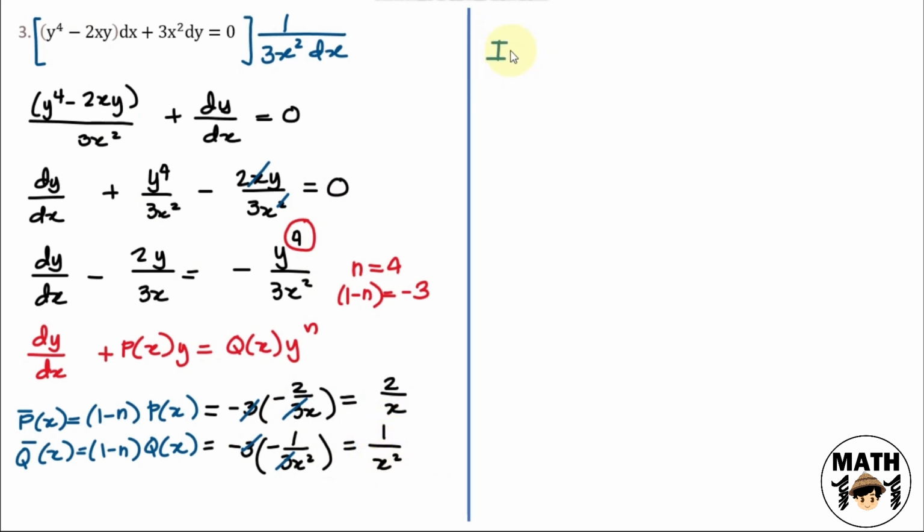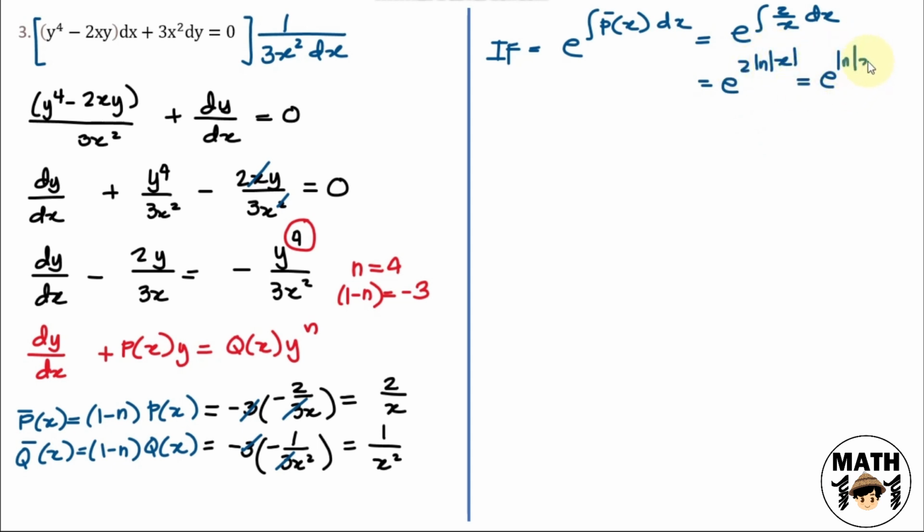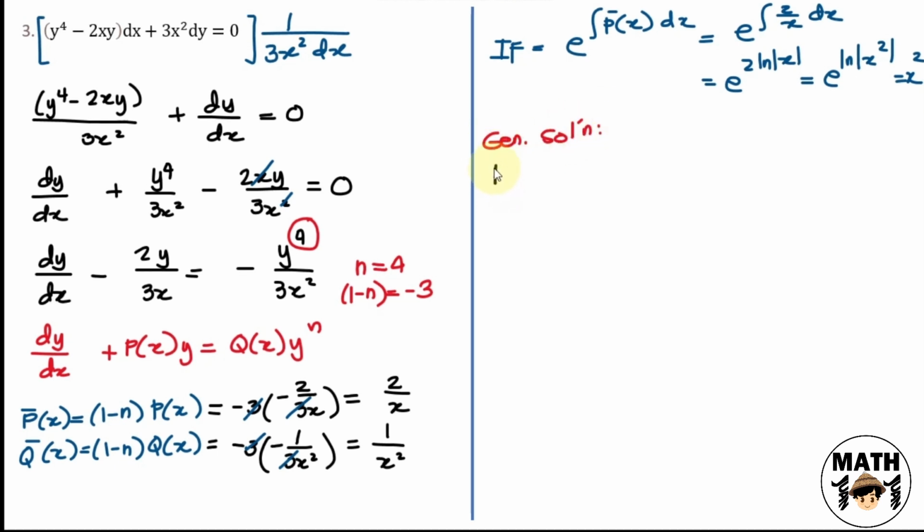The integrating factor is equal to e raised to the integral of p bar of x dx. Palit natin dito yung bagong p, that is 2 over x dx. This is equal to e raised to 2 ln of x. Then gawin natin exponent si 2. Simplifying this, that is just a term inside ln. And the general solution is that is equal to the integrating factor multiplied by the new dependent variable, that is y raised to 1 minus n, minus the integral of the integrating factor multiplied by q bar as a function of x dx equals c.